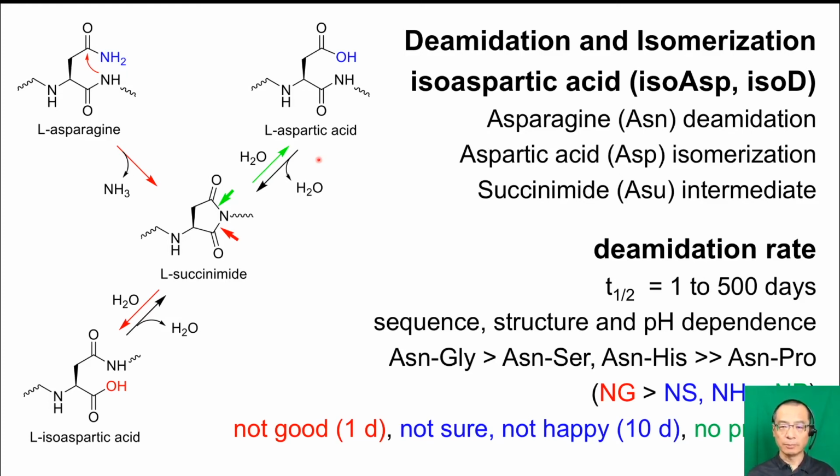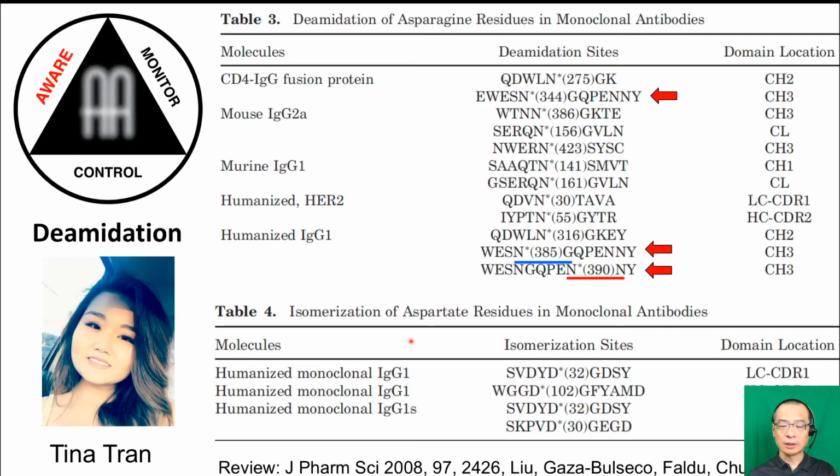In a peptide without secondary structure, an NG sequence deamidates quite fast, with a half-life of about 1 day under physiological conditions. Asparagine followed by serine or histidine deamidates in about 10 days. This sounds like quite a long time, but I will show you that even during analysis this is a quite fast event that may cause analytical artifacts. Deamidation is well known in antibodies, as illustrated here in the review.